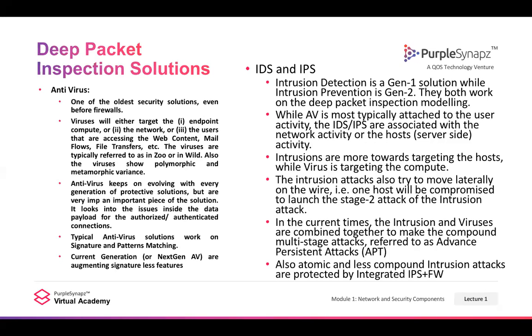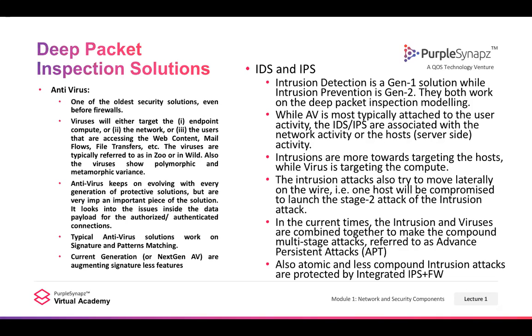Then we have another category of solutions, which are intrusion detection systems / intrusion prevention systems. Mind you, I have not captured that. I will come back to antivirus. When we are looking at antivirus, the virus has three different places to compromise: one is the end compute itself, the second is the network, the third is the flows inside the network. So we will have three different deployment points for antiviruses.